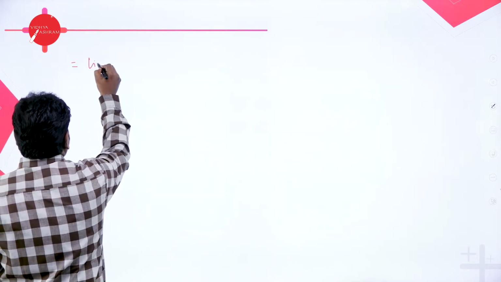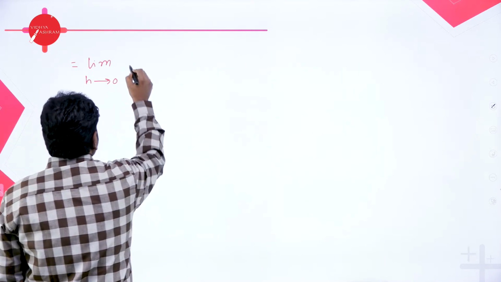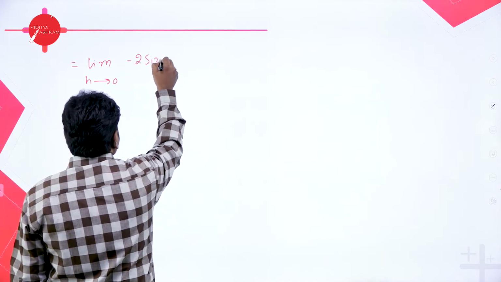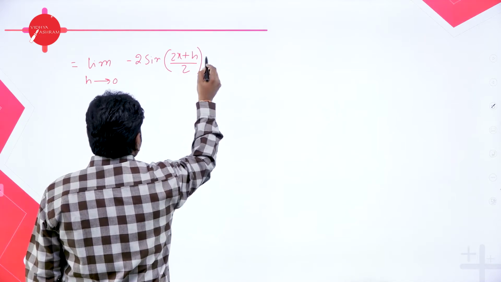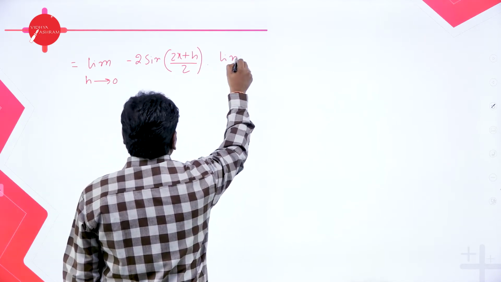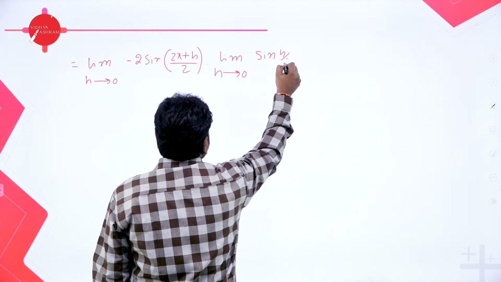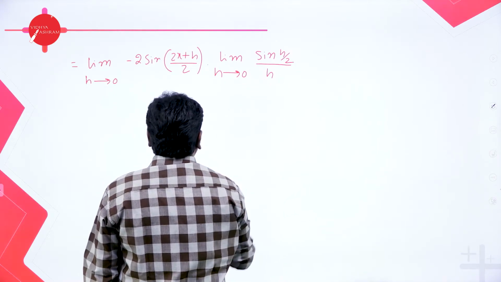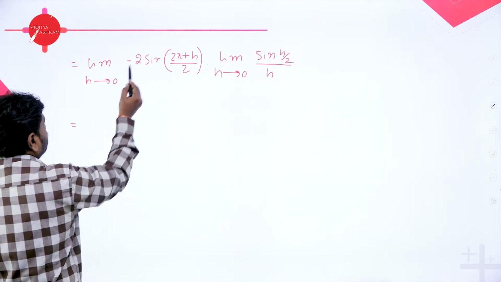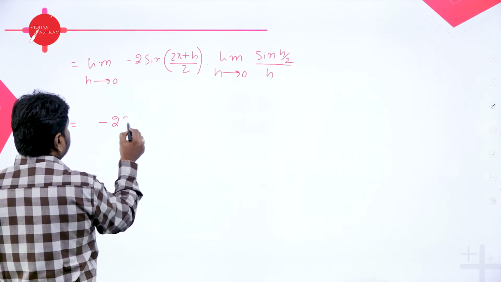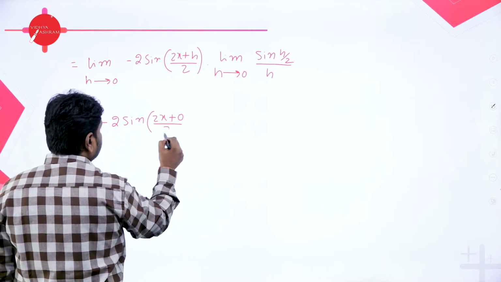So it will become limit h tends to 0 of the first function. What is the first function? Minus 2 sin (2x plus h by 2), into limit h tends to 0 of sin (h by 2) by h. Now the first term you can apply the limit directly. In the place of h put 0, so it will become minus 2 sin (2x plus 0 by 2).